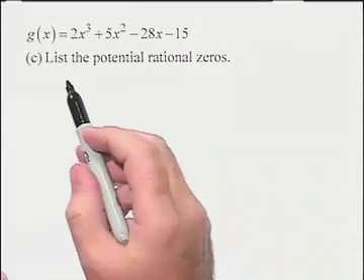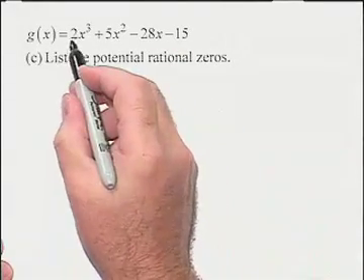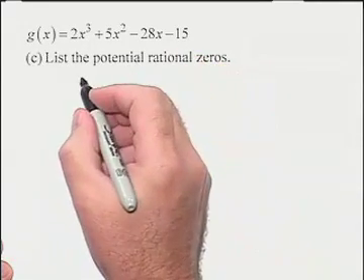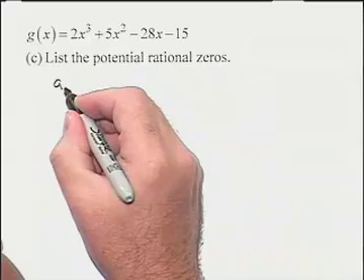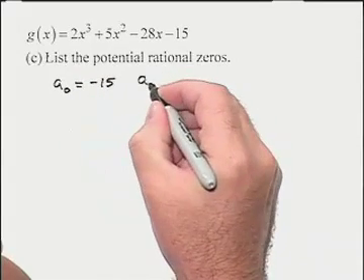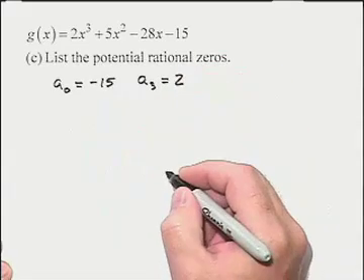Next, we're going to find the potential rational zeros for our function. To list the potential rational zeros, we need to look at our leading coefficient and our constant coefficient. We're going to have a sub 0, that's our constant, is equal to negative 15, and our leading coefficient, a sub 3, is equal to 2.